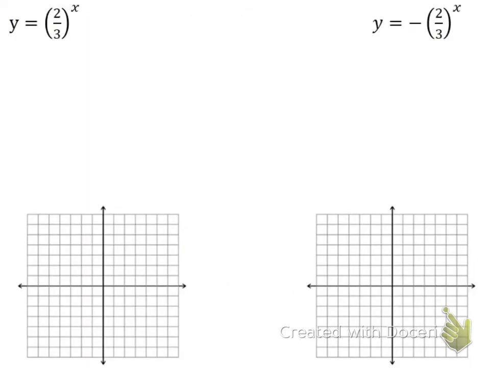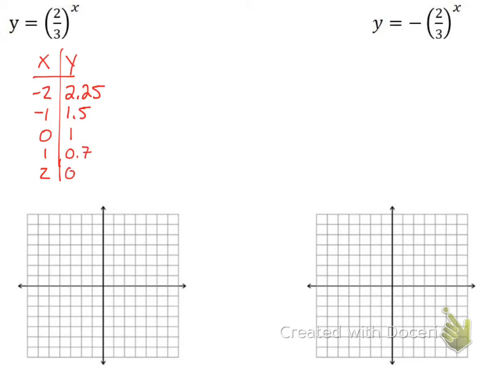And so on my table, again, I'm still using negative 2, negative 1, 0, 1, and 2. Negative 2, I get 2.25. Negative 1, I get 1.5. 0, I get 1. 1, I get 0.6 repeating, so I'm going to round it to 0.7. And 2, I get 0.3. Again, I'm rounding those.